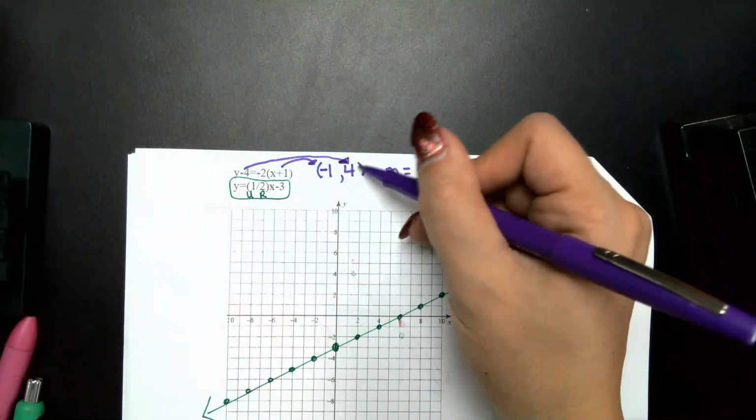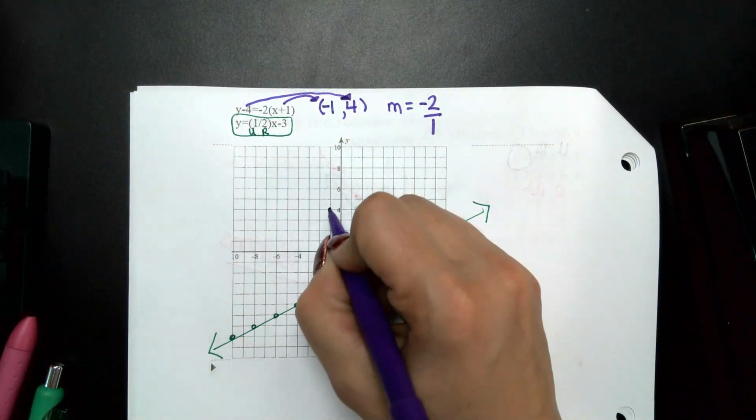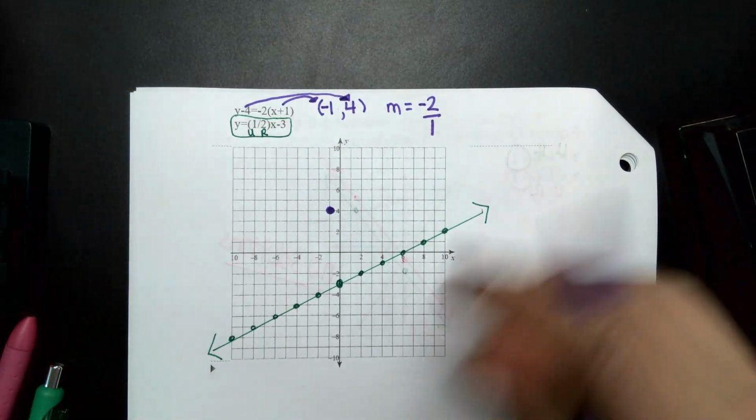So plot negative 1, comma, 4. So you're going to start at the origin. You're going to go left 1, up 4. That is your starting point.